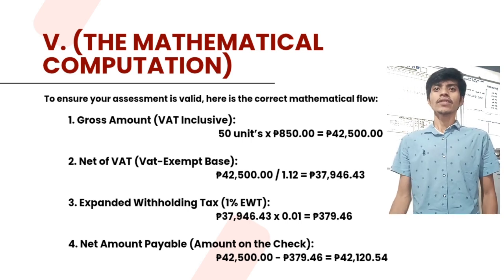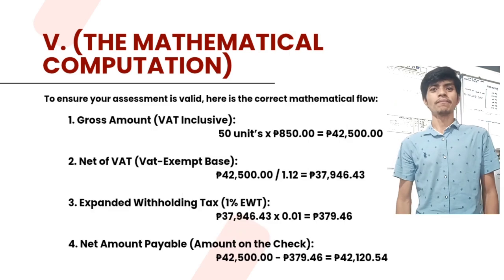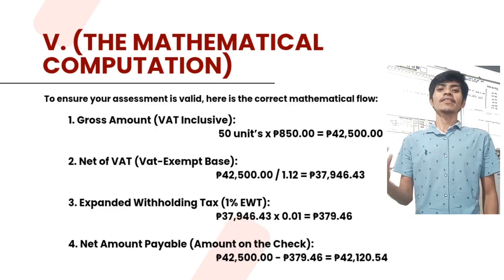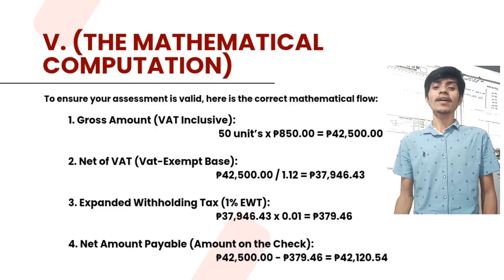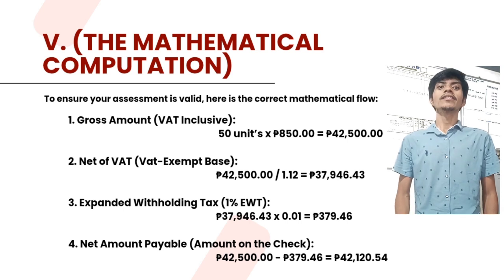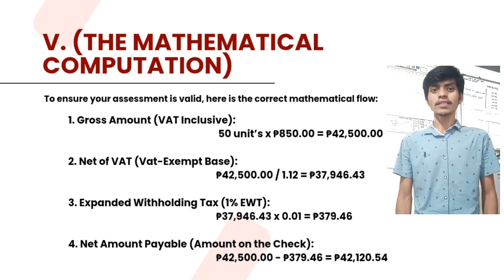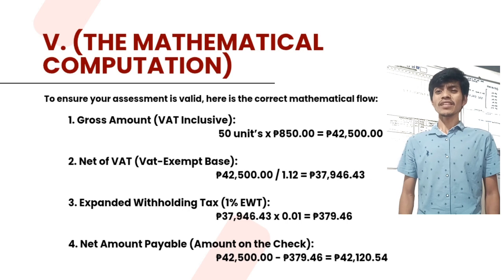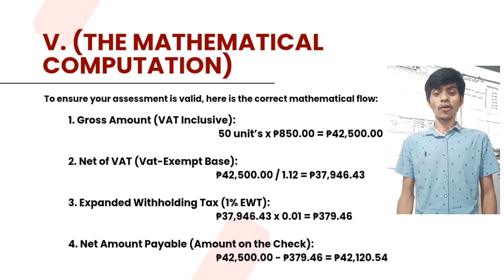Number 1, gross amount, VAT inclusive: 50 units times 850, the price of the rubber insulation, which results in 42,500. Number 2 is net of VAT, or the VAT expense base: 42,500 divided by 1.12 equals 37,946.43. Now how do we get the expanded withholding tax?